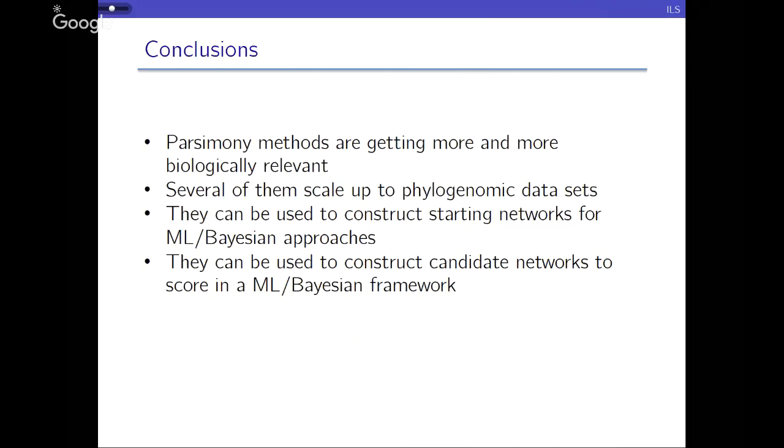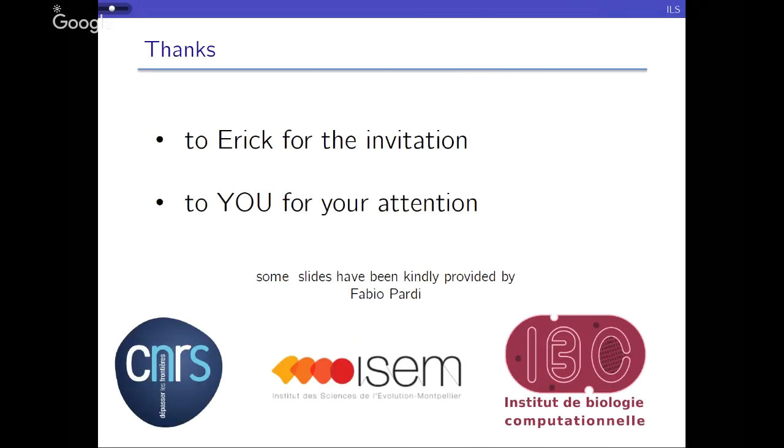So for concluding, I hope that I managed to convince you that parsimony methods are getting more and more biologically relevant. And since they scale up to big data that often cannot be analyzed with the ML Bayesian approach, they can be useful. And even if the Bayesian ML approach scales up, we can still use this kind of method in combination with them.